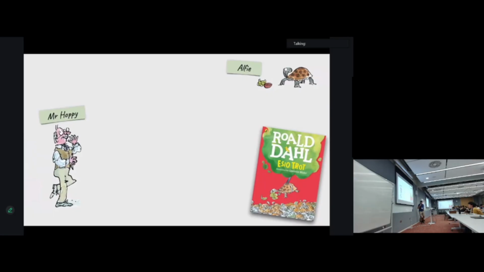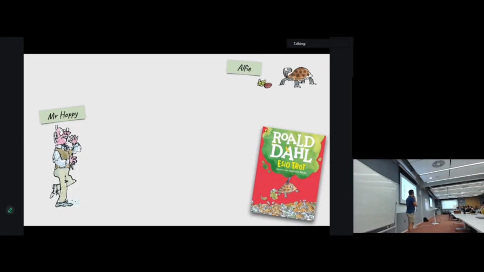So I've got 4 kids, they love stories, and one of their favorite stories is Esio Trot. Esio Trot is a strange story, as most Roald Dahl stories are, about a lovely gentleman called Mr. Hoppy, who has a problem. He's madly in love with his neighbour, who's downstairs, and she's madly in love with her tortoise called Alfie. She desperately wants it to get bigger, and so he devises this very devious plan to keep replacing that tortoise with bigger tortoises without her noticing, so that in the end she'll marry him.